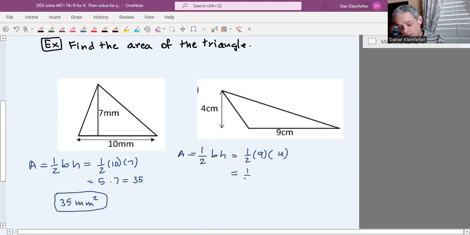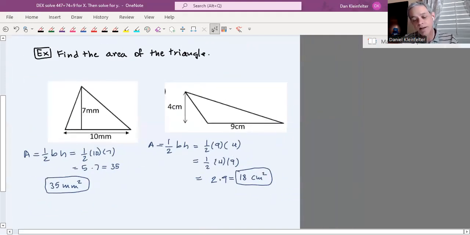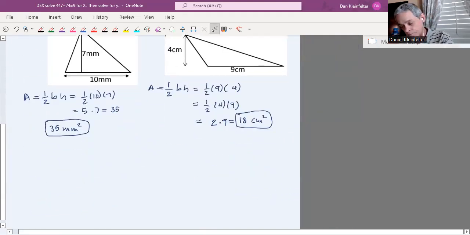But I do remember that multiplication is commutative, so I might as well consider that to be 1/2 times 4 times 9. And 1/2 of 4, everybody knows, is going to be 2. So that's a lot easier. 2 times 9 is 18. That's going to be 18 square centimeters. Okay, just a couple of examples where we found the area of a triangle.